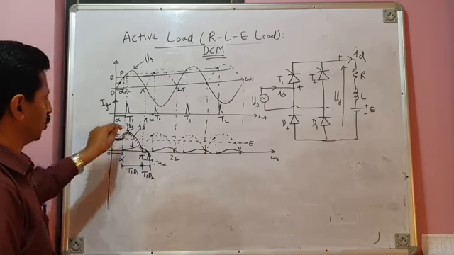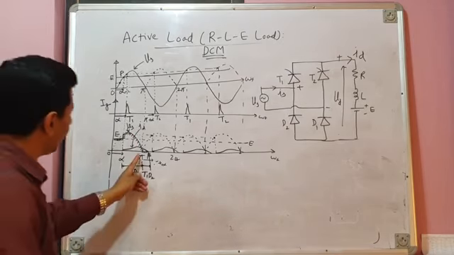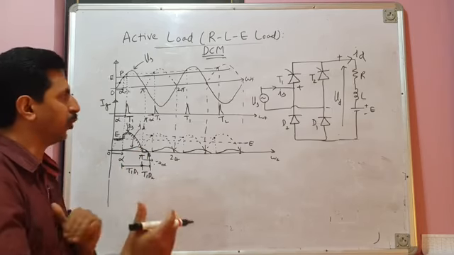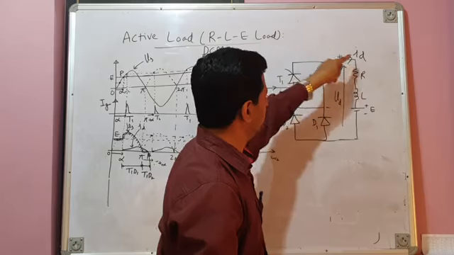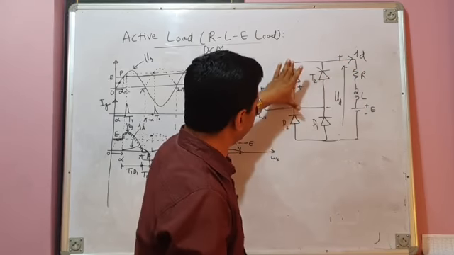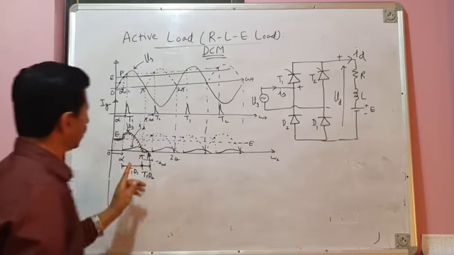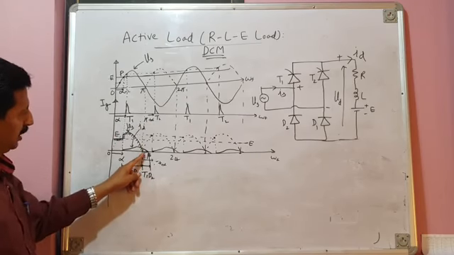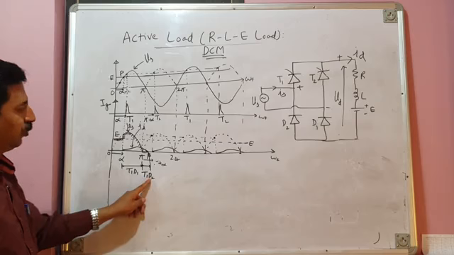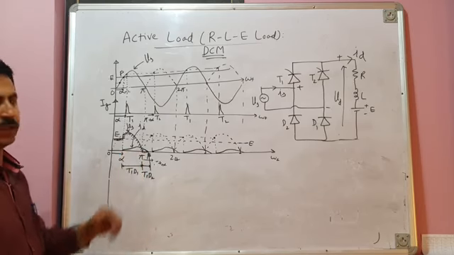load gets connected to source, and the remaining segment of the positive half cycle of source voltage gets applied across the load. And from pi to beta, load current is still flowing, but it freewheels through T1 and D2. During the freewheeling action, it is shorted by this pair of devices, and during the short circuiting condition, load voltage is zero. You can see load voltage is zero when T1 D2 freewheeling action takes place.